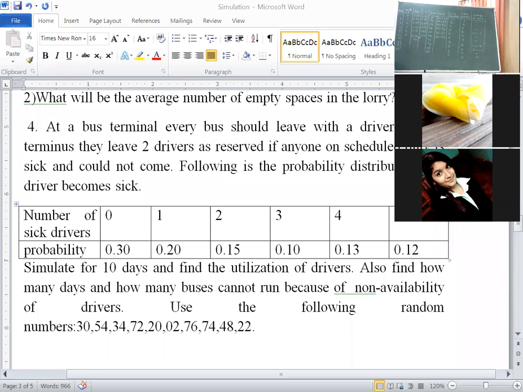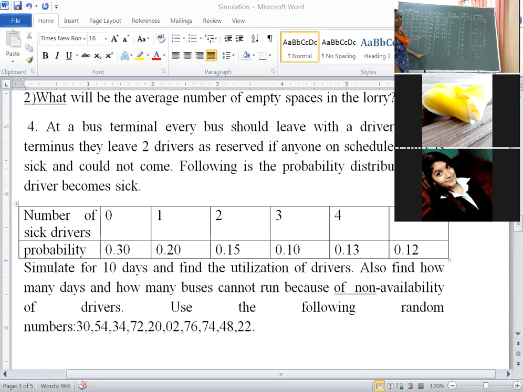Again, I am repeating. The number of sick drivers they have given, the corresponding probability is given. Cumulative probability we have to write. Cumulative probability, the first class interval remains as it is, 0.30. Next one is 0.20, giving 0.50. Like that, you will get total cumulative probability 1.